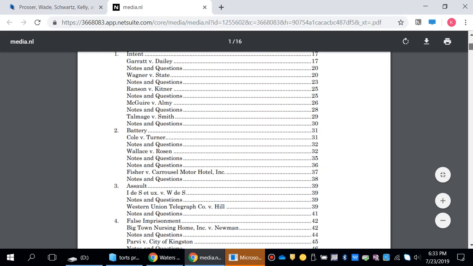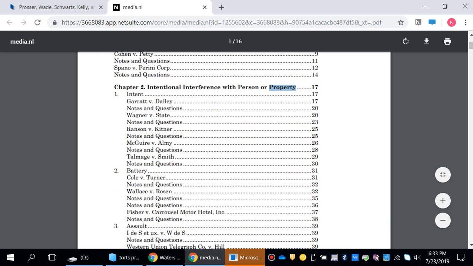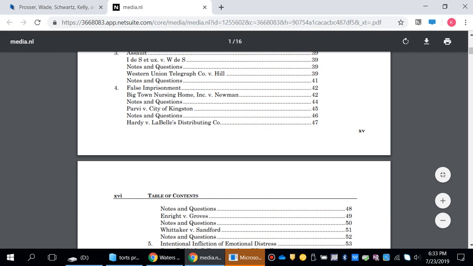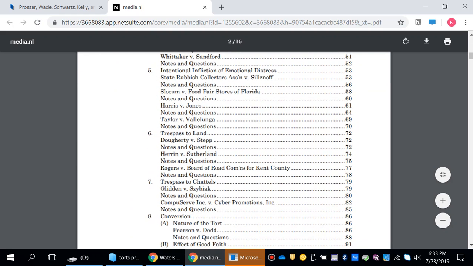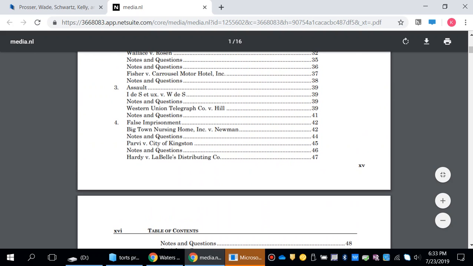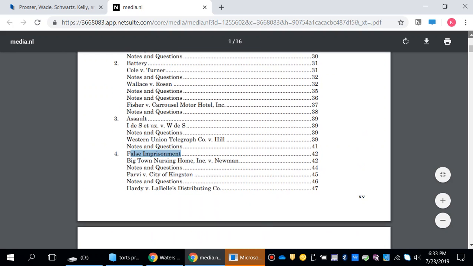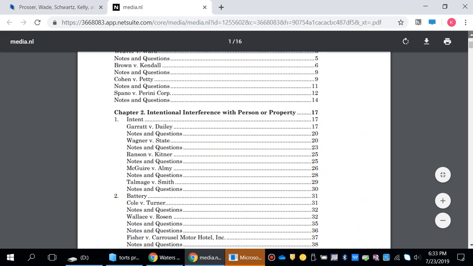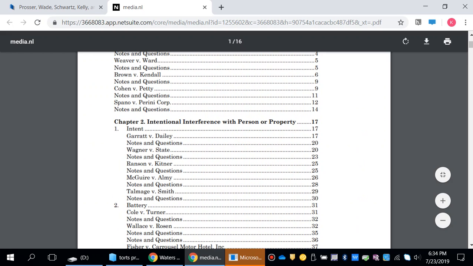And the person, interference with a person: battery, assault, intentional infliction of emotional distress, false imprisonment. These all have to do with intentional interference with a person or person's rights or dignity. So why do I show you this, and why is this so important to you as a law student?